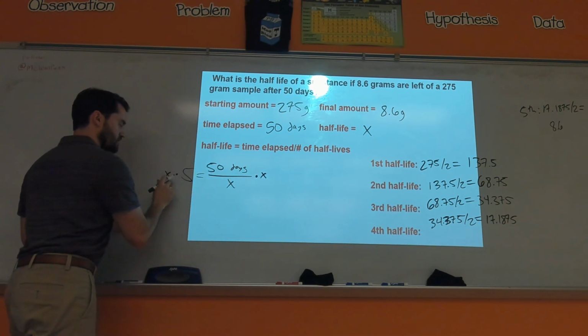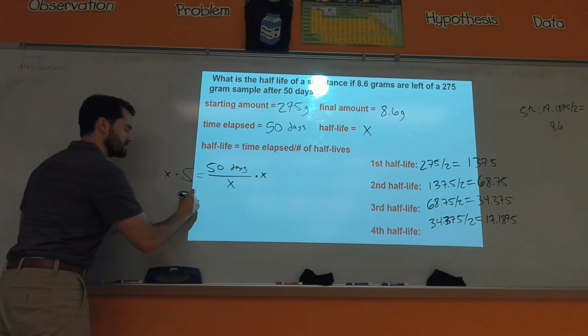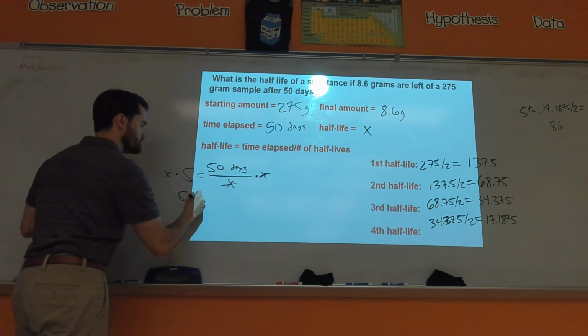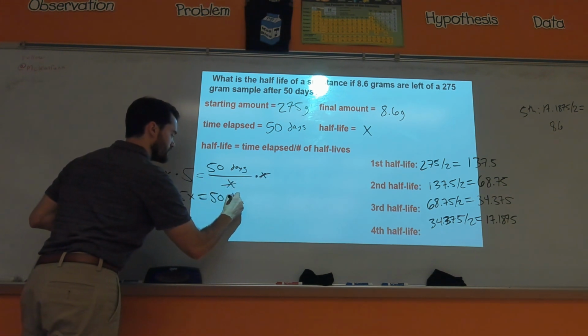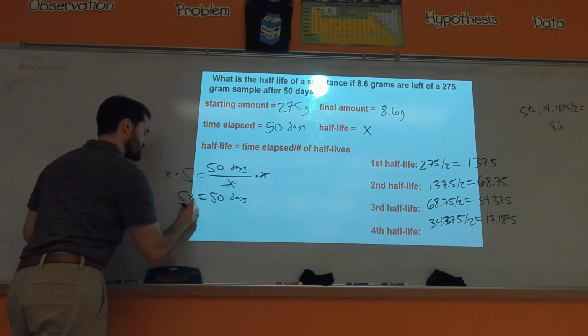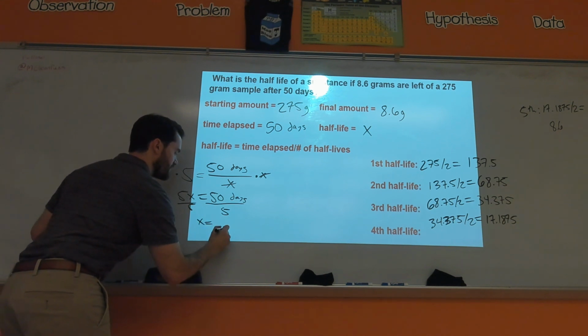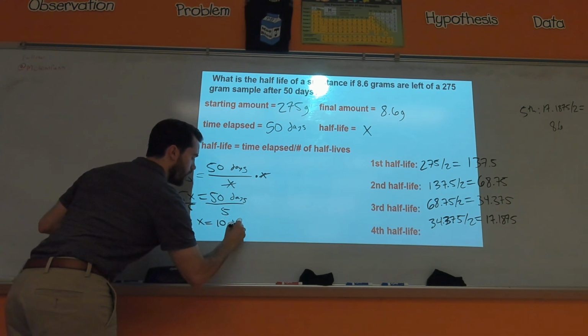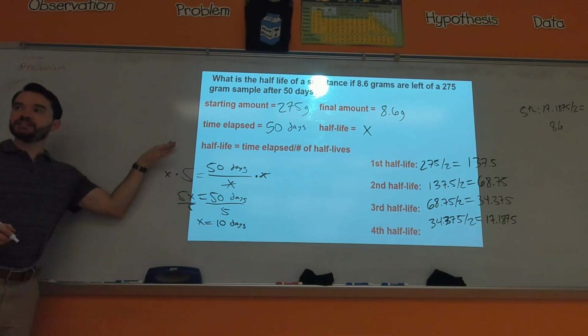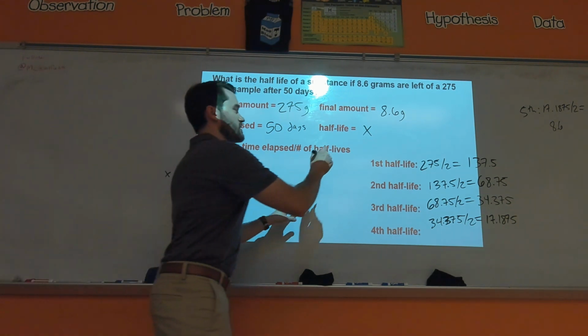So you can solve for x now if you multiply both sides by x. We rewrite this as 5x. These x's cancel. Equals 50 days. Divide both sides by 5. And you would get 50 divided by 5 is 10. 1 half-life is 10 days. So 10 days would be your answer here.